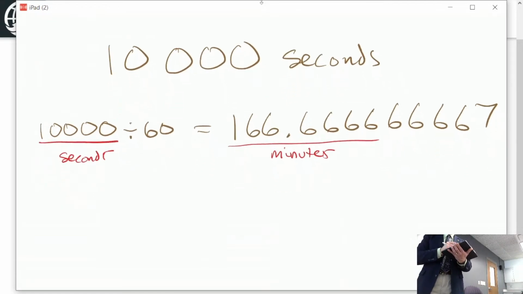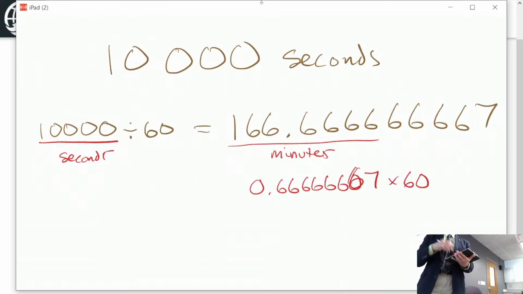As you might guess, we're going to take the 0.666 and turn it into seconds. The way I do that is I take the 0.6666666, whatever, 7, and multiply it back by 60.